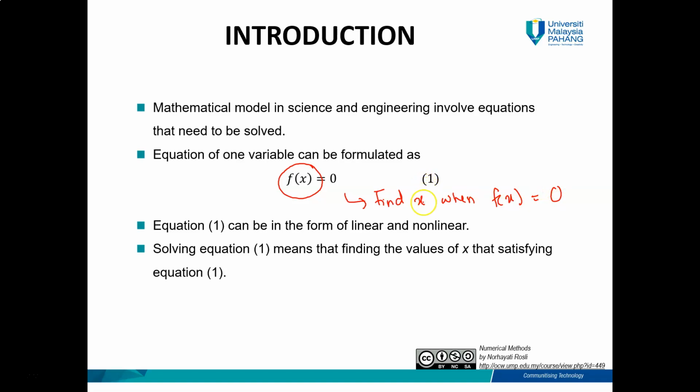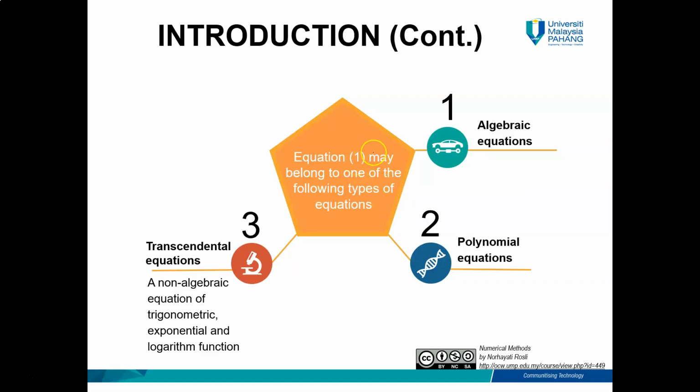And this equation 1 can be in the form of linear or nonlinear. When we solve this, as I mentioned previously, we find the values of x that satisfy equation 1, which means we find the value of x when our function of x equals 0. So class, the equation here belongs to one of the following types of equation. We have three types. The first one is algebraic equation, the second one is polynomial equation, and the third one is transcendental equation.